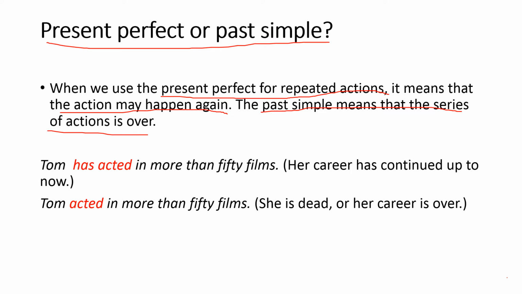When we say "Tom has acted in more than 50 films," this means that Tom is expected to act again. His career has continued up to now. But when we say "Tom acted in more than 50 films," it means he stopped acting. Maybe he is dead now or his career is over.